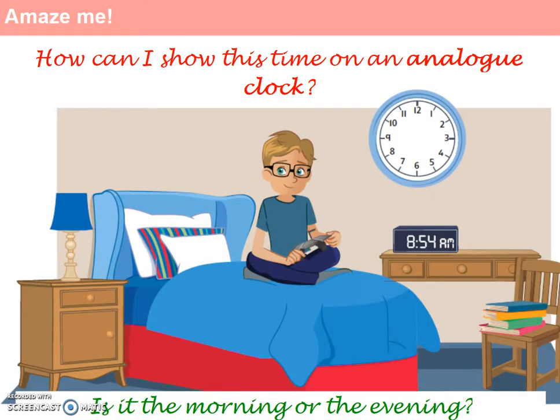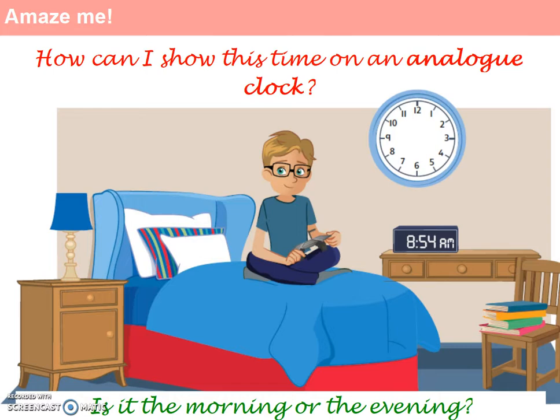Now turning to our textbooks, you can see our problem relates to the clocks within this bedroom. We've got an analog clock and a digital clock. And our first question is asking, how can I show the time on that analog clock? So we can see the time clearly on the digital, but what would that time look like if it was on the analog clock?